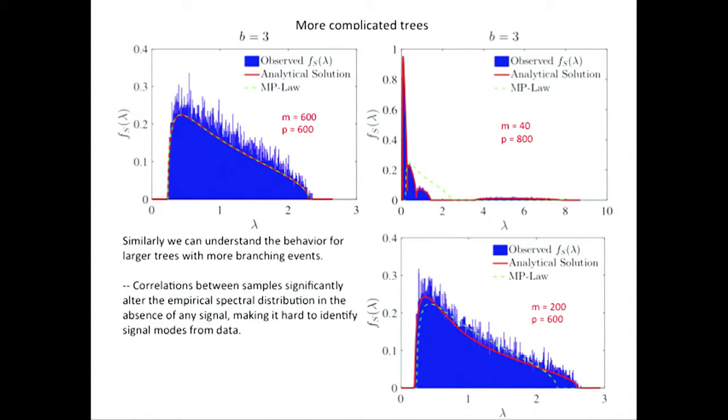And so basically, I think what we learn from this is that correlations between samples significantly alter the empirical spectral distribution in the absence of any signal. And so that makes it very hard to identify signal modes from data, at least unless we know exactly the tree, or the relationships between the samples that we have. And the problem, of course, with trying to infer that from the data is that we'd be using the correlation between the samples to infer that, and that's what we're trying to analyze. So it's a bit tricky. I mean, there are ways of trying to get the phylogeny without just using the sequences you have, by looking at other proteins from the same species. And so it might be possible to do something with that.